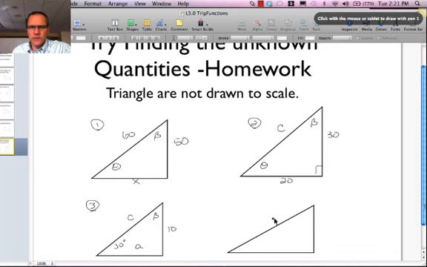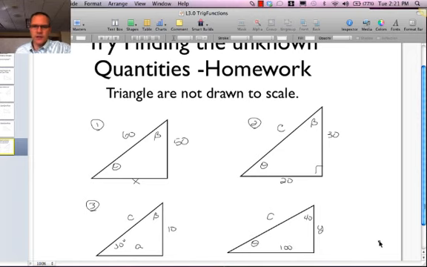And then this last one, we had side C, angle theta, 40 degrees, side Y, and this side down here was 100. So see if you can solve those, and we'll go through them next class.